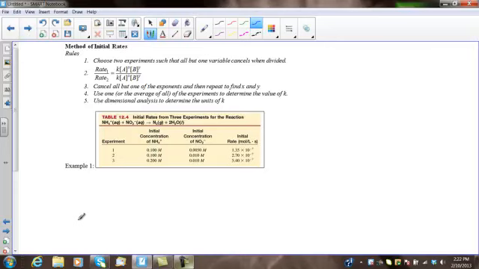So, how do we do this? Well, you choose two experiments such that all but one variable cancels out when divided. So you're basically setting up rate 1 divided by rate 2, so the change in the concentration of A divided by the change in the concentration of B. And what I tell students is that it's easier if you put the larger initial rate on top, whatever experiment that is, and then the smaller initial rate on the bottom.